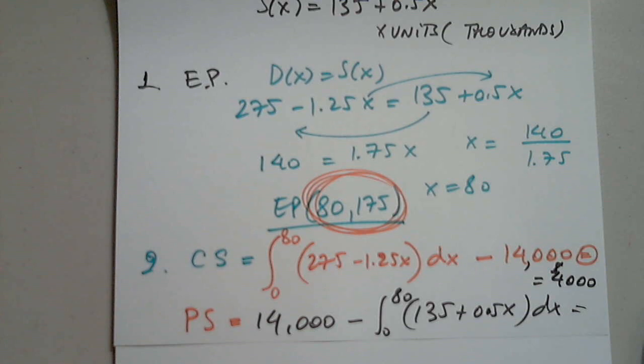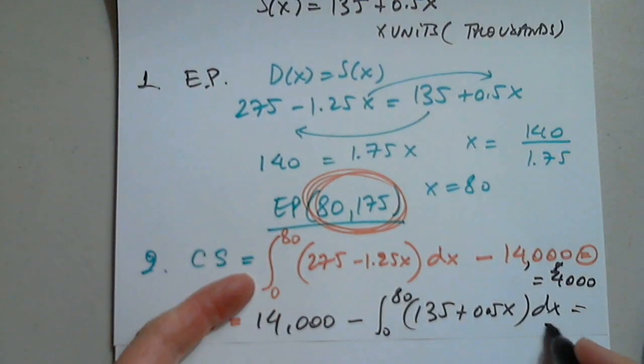The other one will be 14,000 minus the integral from 0 to 80 from the other function, not the same, from the supply function, 135 plus 0.5x and dx. The answer is 1,600.